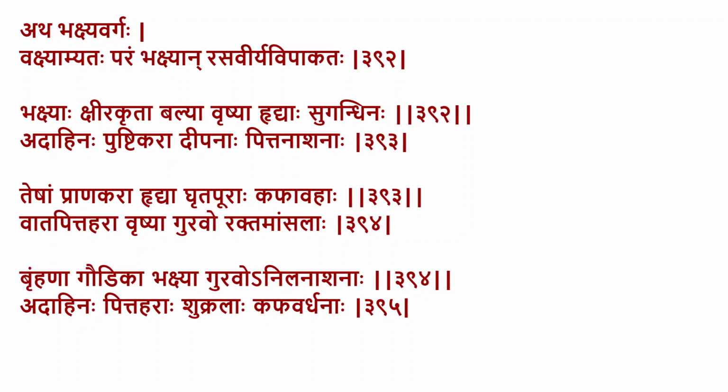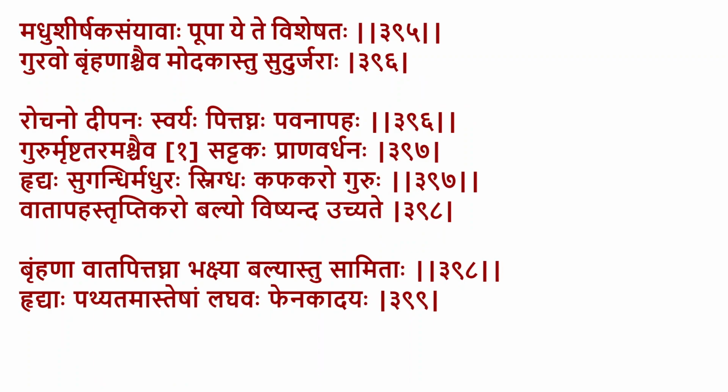तेषां प्राणकरा हृत्या घृतपूराः कपाभाः वातपित्तहराः वृष्याः गुरवो रक्तमांसलाः. घृतपूरा is again a puri which is prepared and it becomes guru and रक्तमांसलाः. ब्रह्मणः गौडिका भक्ष्याः गुरवो अनिलनाशनाः अदाहिनः पित्तहराः शुक्रराः कफवर्धनाः. गौडिका bhaksha is prepared out of jaggery. All the sweets prepared out of jaggery, they are brahmana and guru.